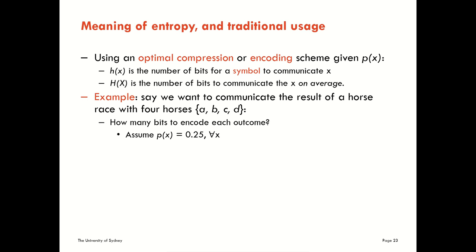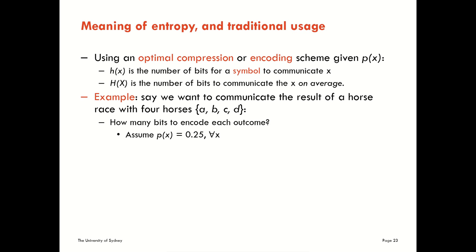As another example now, thinking about entropy through this lens of optimal encoding, let's say we want to communicate the result of a horse race, and let's say we have 4 horses. We want to ask how many bits we need to encode each outcome. We can think about that on average, or we can think about each specific outcome of the race. Obviously there we want to use the Shannon entropy to talk about the number of bits to encode the outcomes on average, and the Shannon information content to talk about the number of bits to encode each potential outcome.